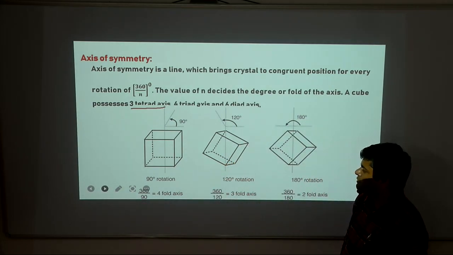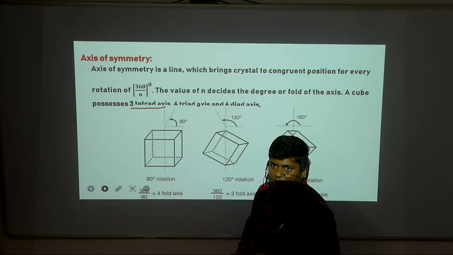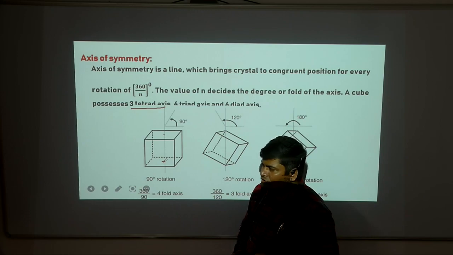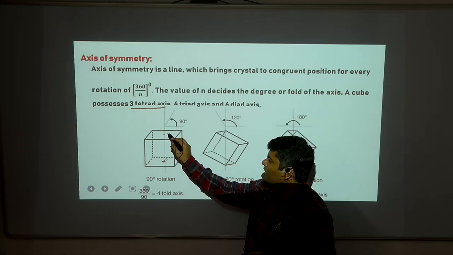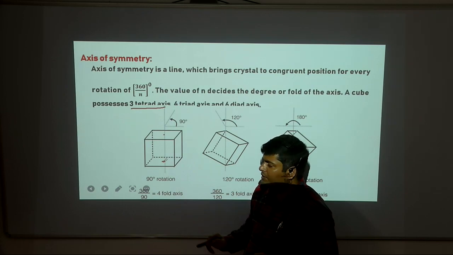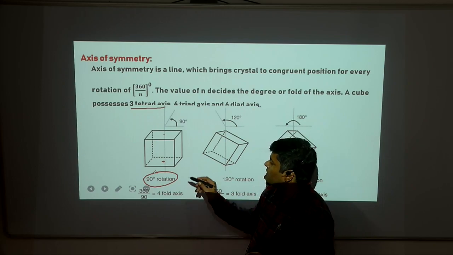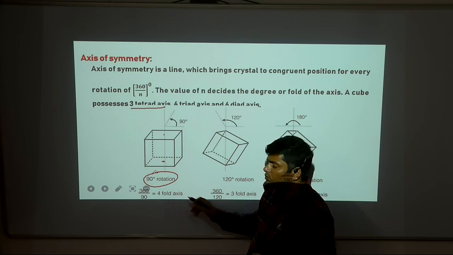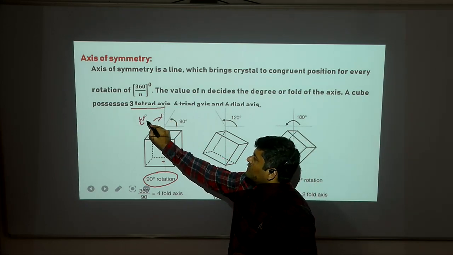Over here different types of axes are shown. Suppose the axis passes through the center of opposite faces of the cube. If we rotate the crystal, at every 90 degrees of rotation the crystal comes into the identical position. So basically 4 times we can bring the crystal to the identical position. That 4 stands for the fold of axis or degree of freedom, so this axis is called a tetrad axis.